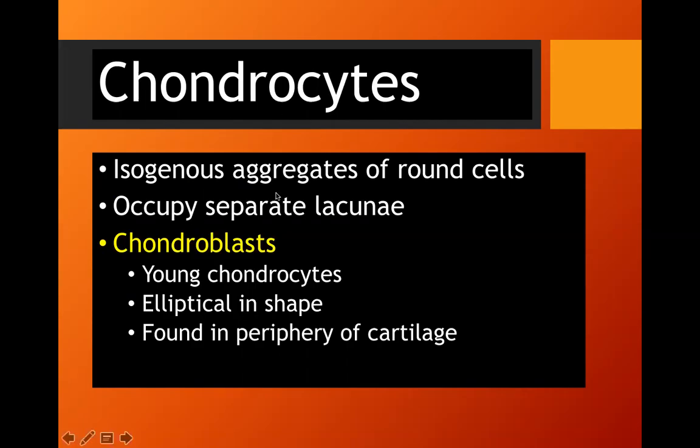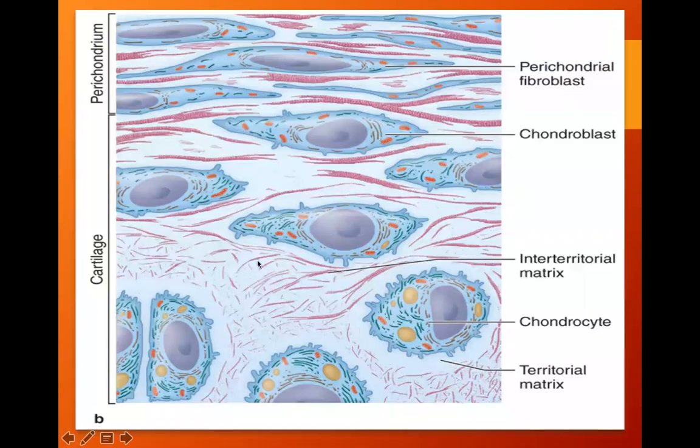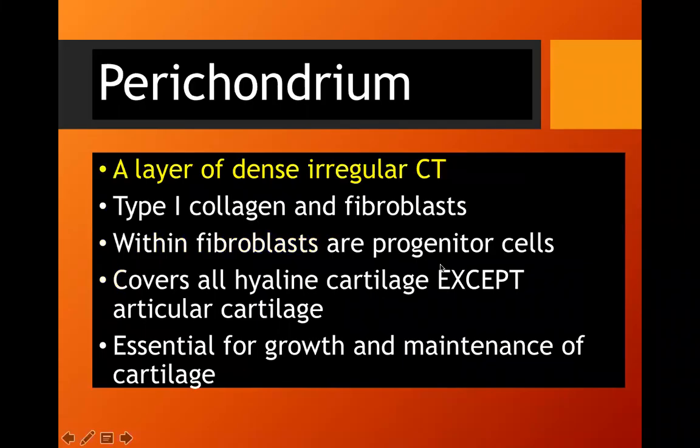Where do our chondrocytes come from? They come from the chondroblast. And these young chondrocytes are elliptical in shape and are found in the periphery of cartilages. Actually, they are found in the perichondrium. This is a chondroblast, in the perichondrium. If this chondroblast becomes mature, it goes down to your matrix, becoming your chondrocyte. Okay? And take note.